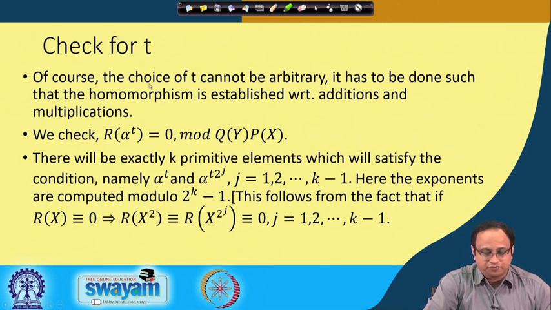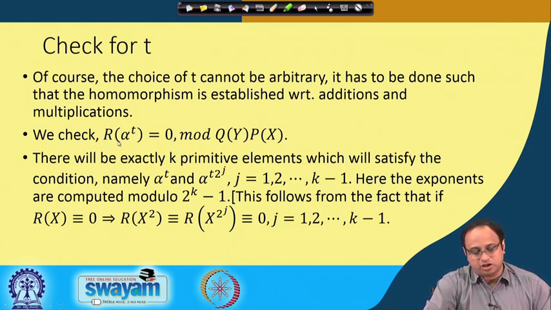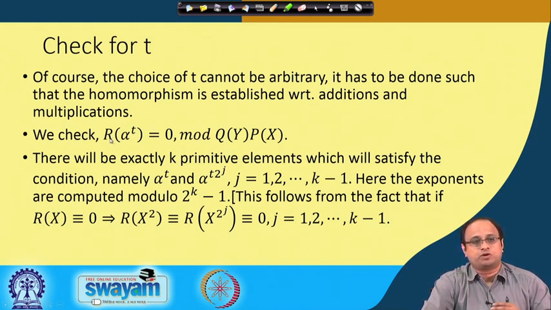So now I want to check for t, because you can easily understand that this choice of t is crucial. Because this choice of t will essentially indicate whether the isomorphism property is satisfied. So again I apply the same trick that I have discussed previously. I calculate R of alpha to the power of t. So remember that R is my target irreducible polynomial, that means the irreducible polynomial of the field GF(2^k).